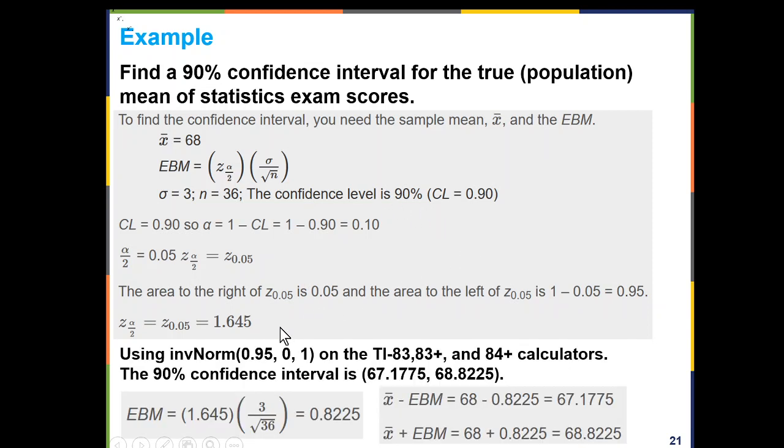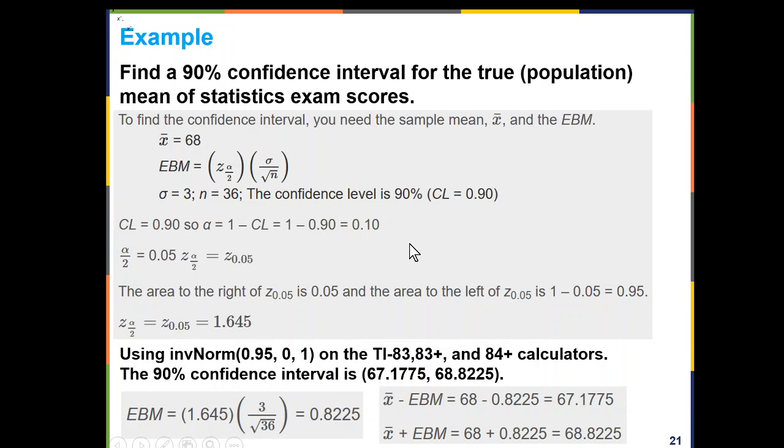So there. 1.645 times 3 over square root of 36. So it's 0.8225. So that's the error. So we're going to take this and add it to 68 and take this and subtract it from 68, and we get the interval.